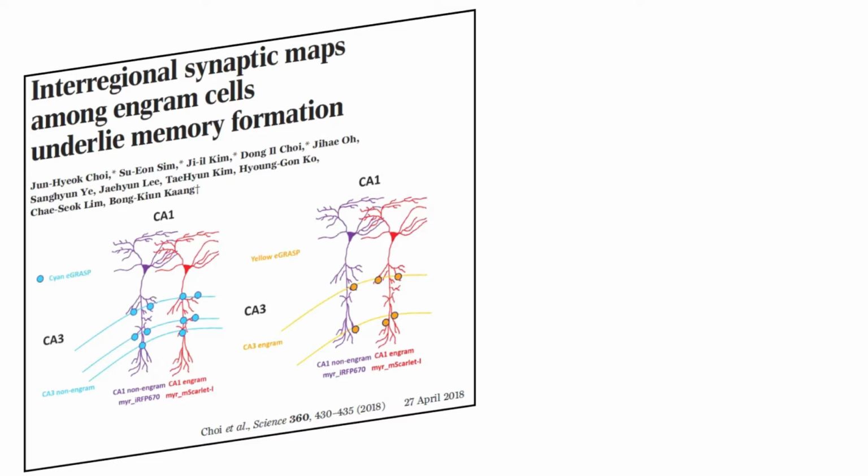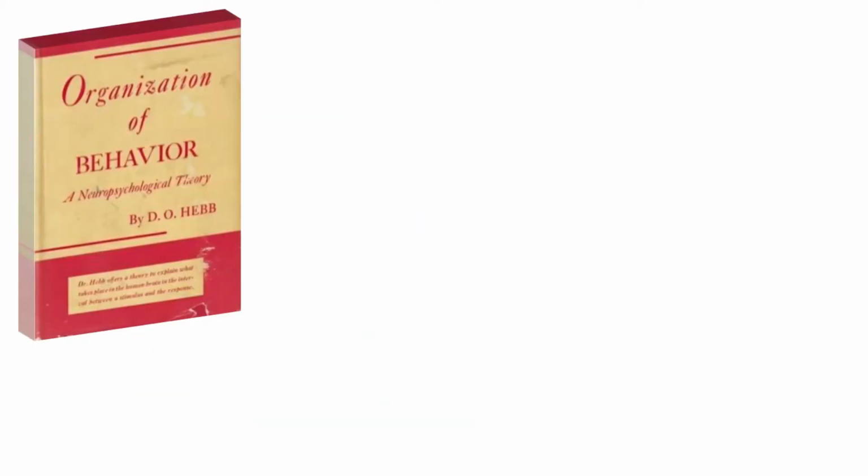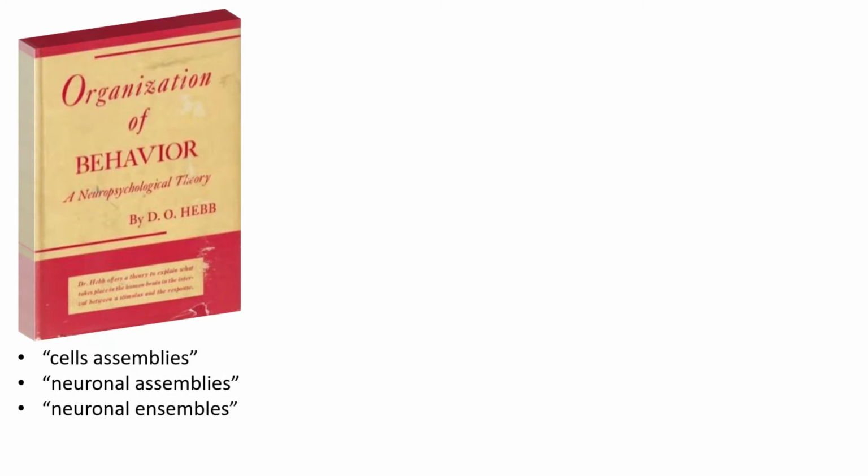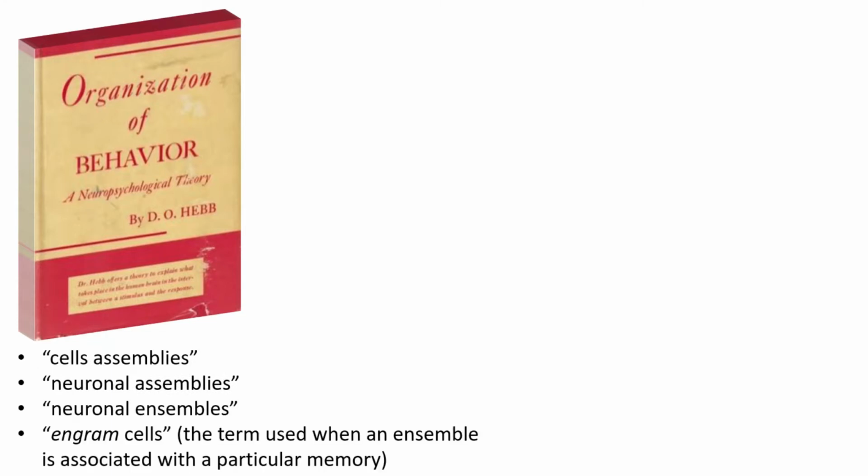This paper is just one of a plethora of papers we will be covering that seek to determine how memories are physically stored in the brain. Many neuroscientists, stretching all the way back to Donald O. Hebb, have suggested that collections of interconnected and thus coactivating neurons are likely to be the main representational units in the brain. These collections of neurons are variously referred to as cell assemblies, neuronal assemblies, neuronal ensembles, and engram cells, which is a term used when an ensemble is associated with a particular memory.